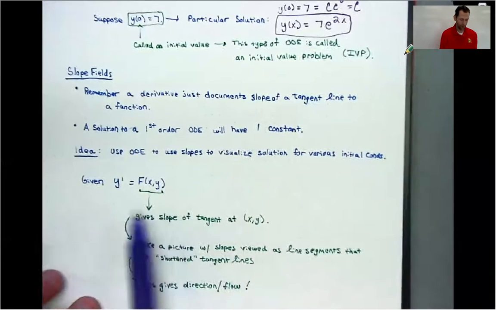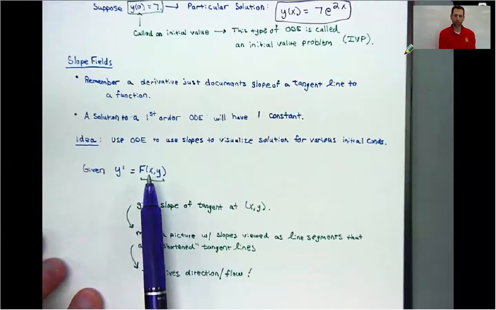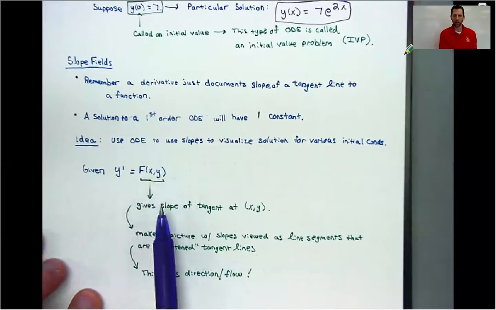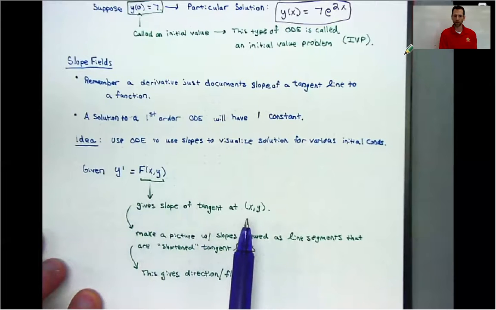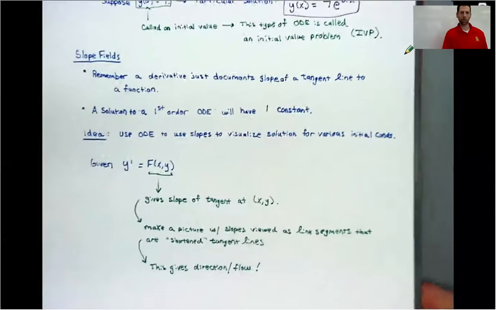So if you're given y prime as some function of x and y, then if I told you I was at say 0, 1, then I could figure out what the slope is of the tangent line at 0, 1. And then I can make a picture of those slopes by a small line segment that really is that tangent line. And that will give you the direction, or the flow, at that particular location. So let me give you an example of it.